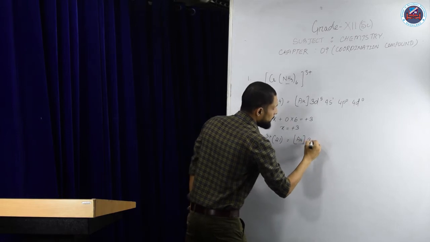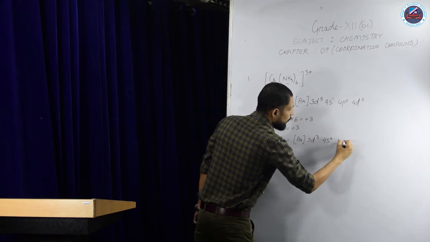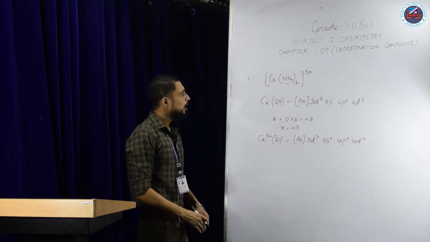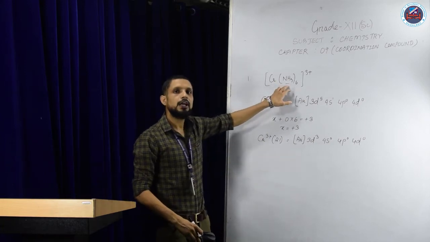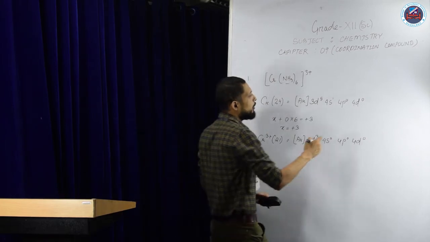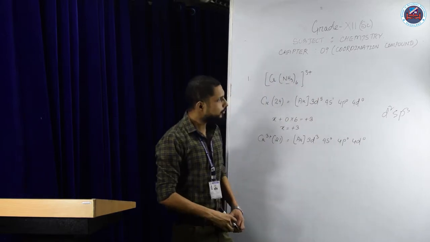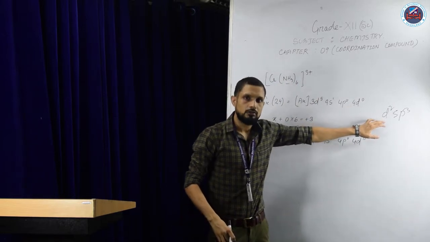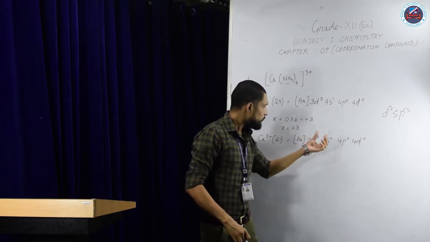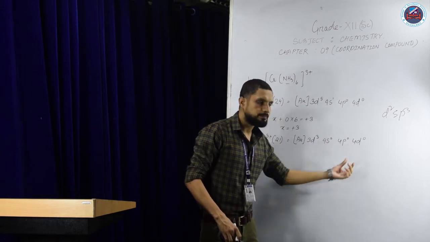So it will be 3d3, 4s0, 4p0, 4d0. Now, you know NH3 is a strong field ligand. So it will use d2sp3 hybridization. That means the 2 d orbitals will come from the 3d subshell. That means for this compound, we don't need to use the 4d subshell.